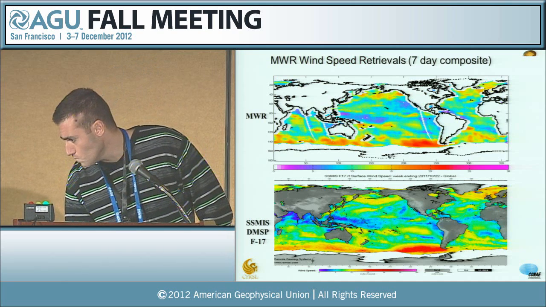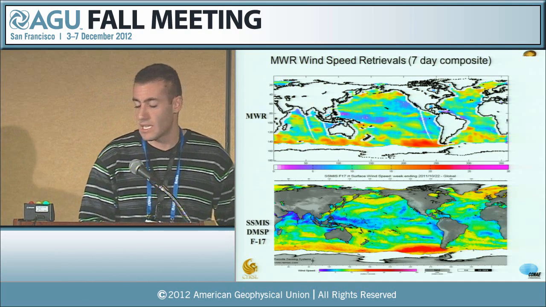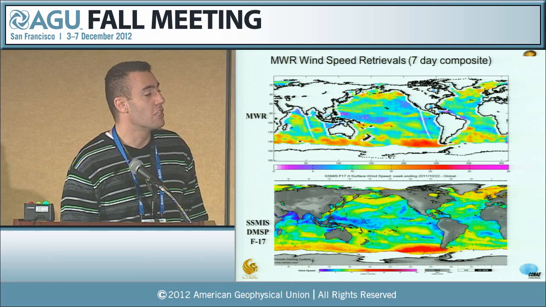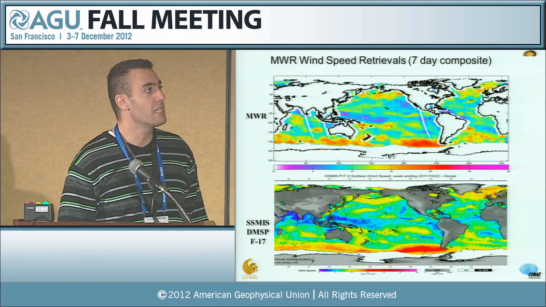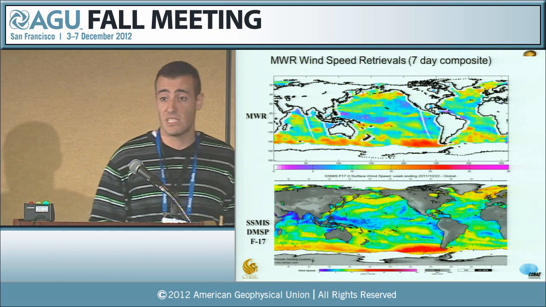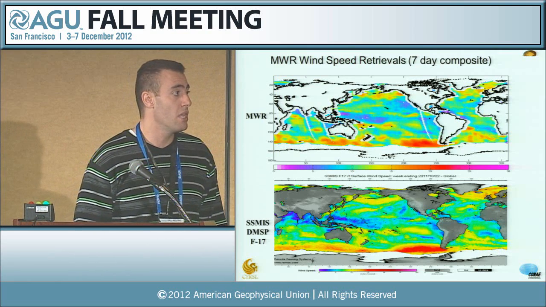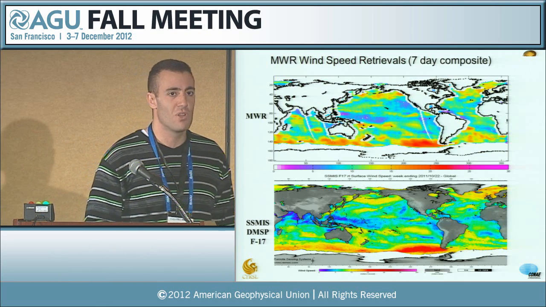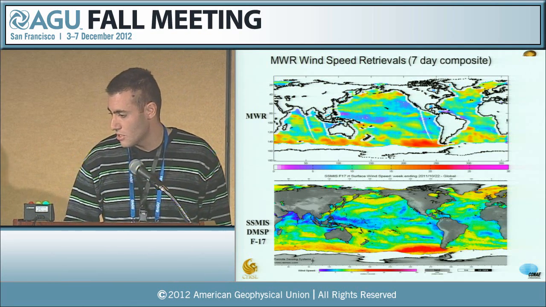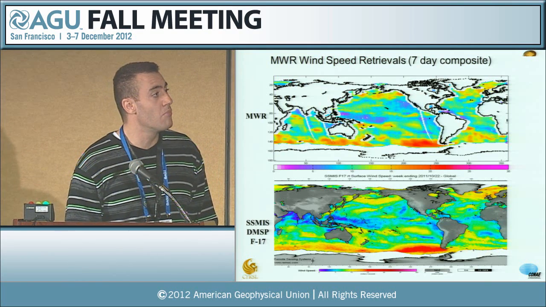It's in October 2011. Given the fact that MWR needs 7 days to cover the entire globe, while SSMI needs about 2 days, there's a difference in the resolution, but we can see there's a good agreement between both wind speeds.